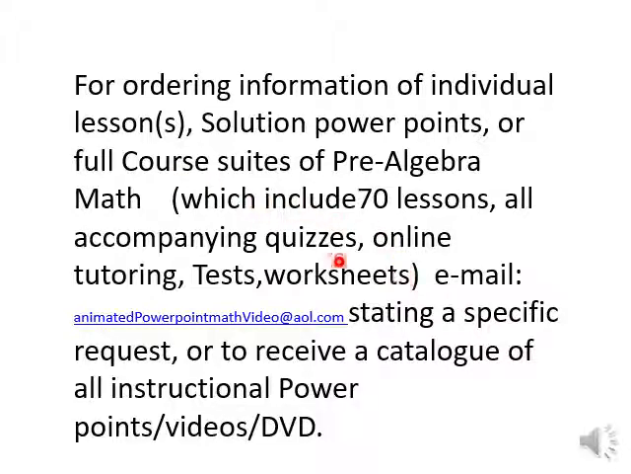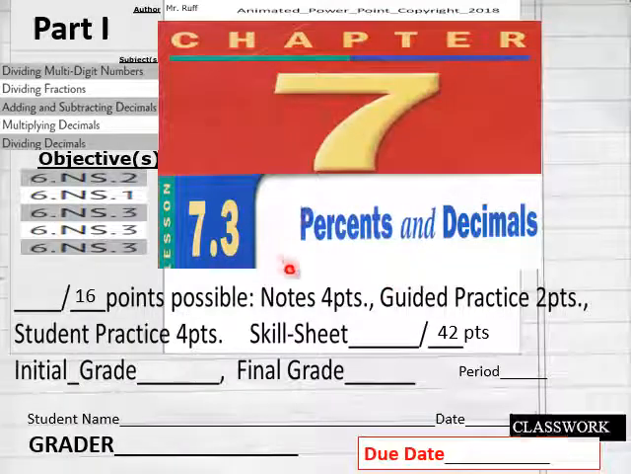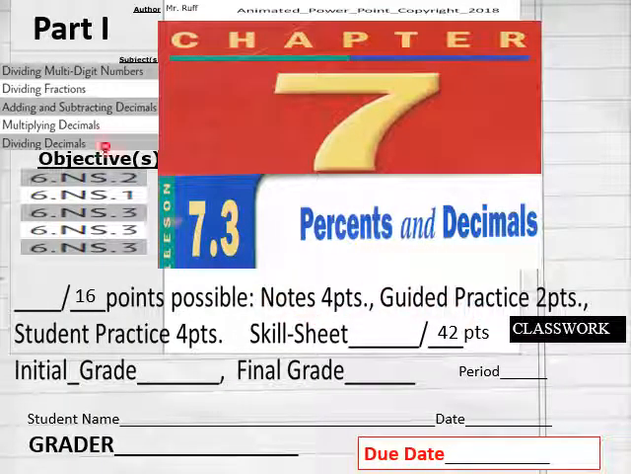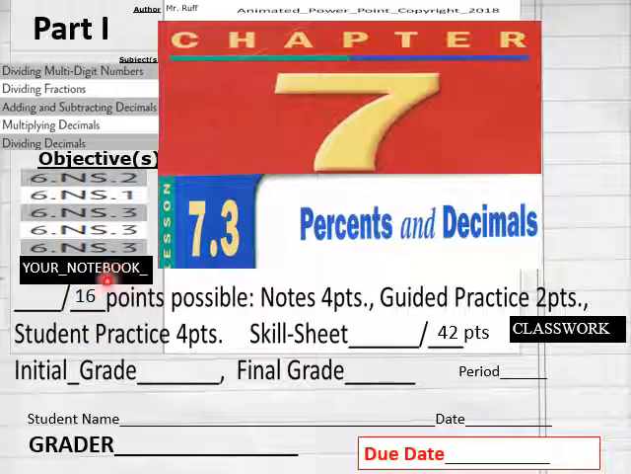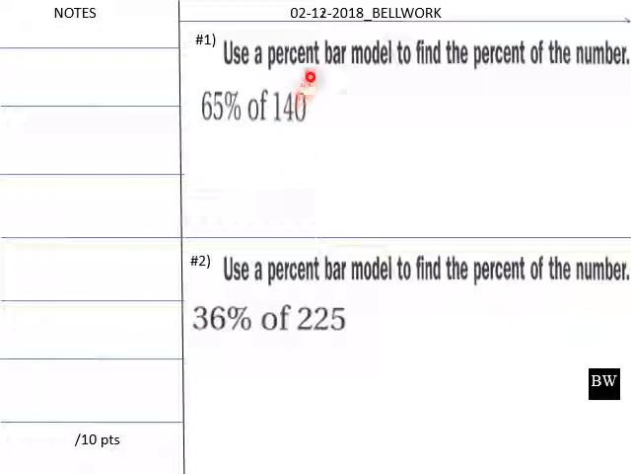Hello everybody, we're getting ready to do 7.3 part 1 of the Pre-Algebra Math classwork lesson today. For today's lesson, percents and decimals, you've got 16 points to go on your notebook sheet, and then 42 points for your classwork guide. Name, date, period here, students, due date for onliners, homeschoolers, and then we go right into our bell work.